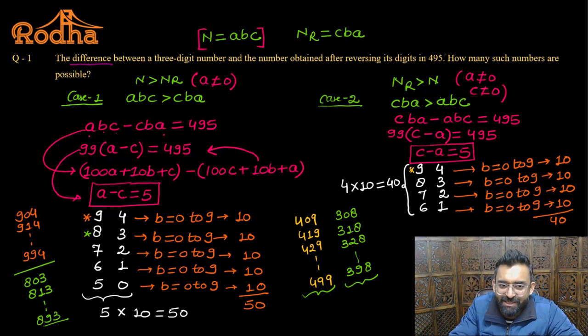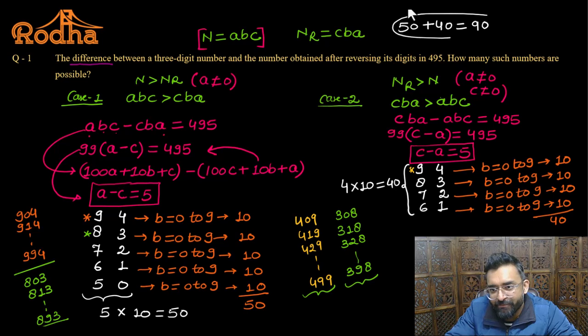So if the question is asking about the difference, we have to take both the cases. That means in the first case, how many numbers am I getting? 50. In the second case, how many numbers am I getting? 40. Total number of numbers are 90. My answer is 90.